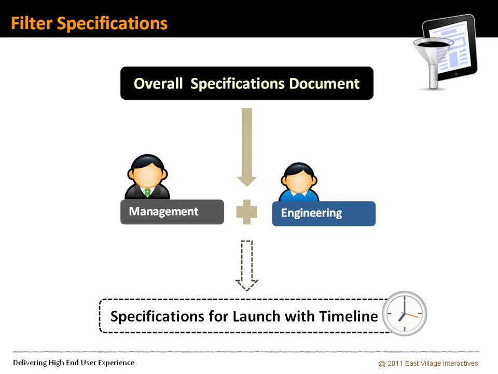Once you have the overall specifications that were prepared by the UX team, the management and the engineering analyze those specifications from a timeline perspective. What can be met within the given timelines should be kept in mind by the management. This overall specification document is then filtered into the actual specification for launch. There might be a lot of features that might get skipped because of the timeline issues, which can be taken care of in the next launch. But these are decisions that the management or the engineering have to initiate and take care of.